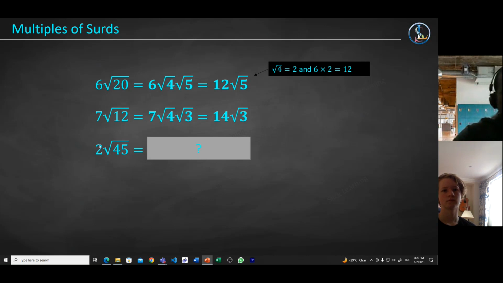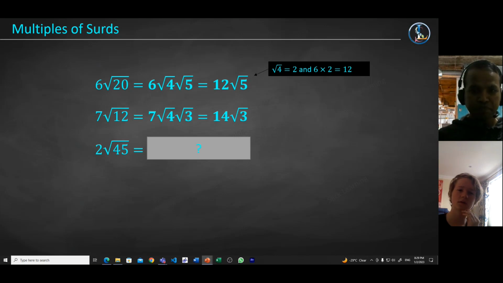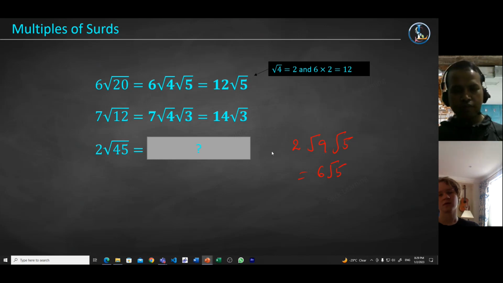Okay. Similarly, we can do the next one, right? 9 and 5, yes, 9, 5, that's right. So you could square root them both down. You could square root 9 down to 3. So it'd be 6 and 5. Yes, you're right, 6 square root 5. Okay.